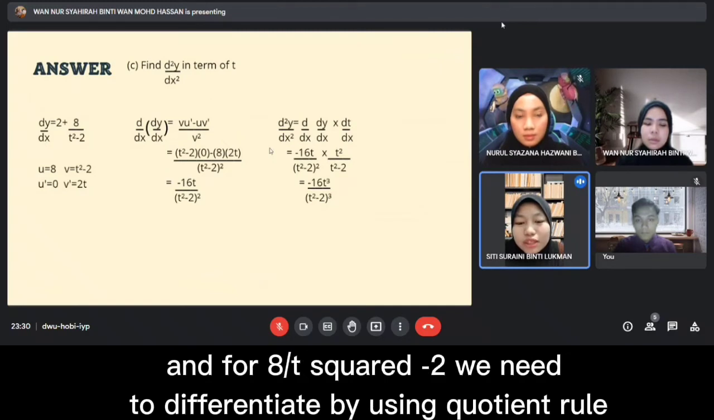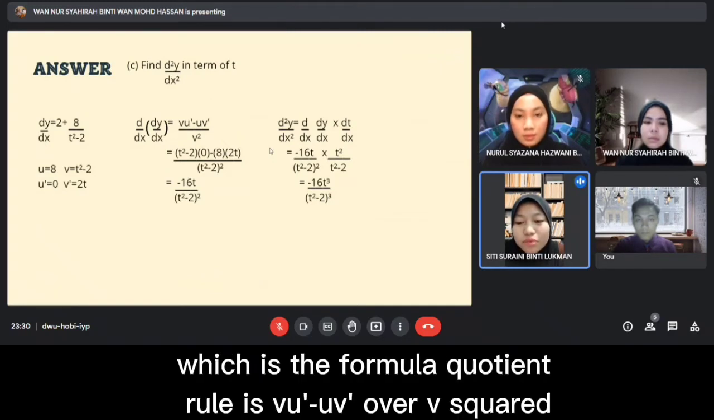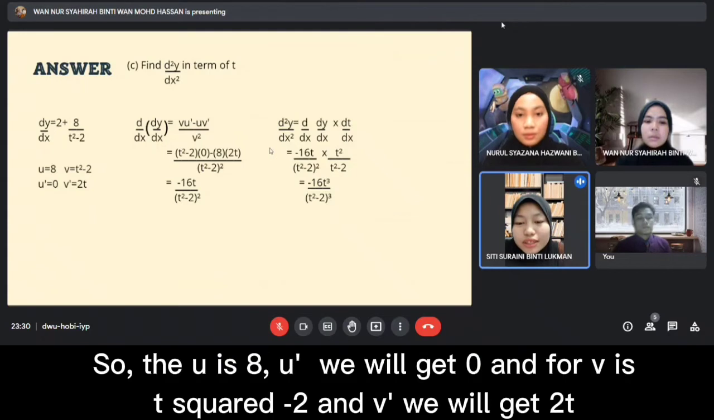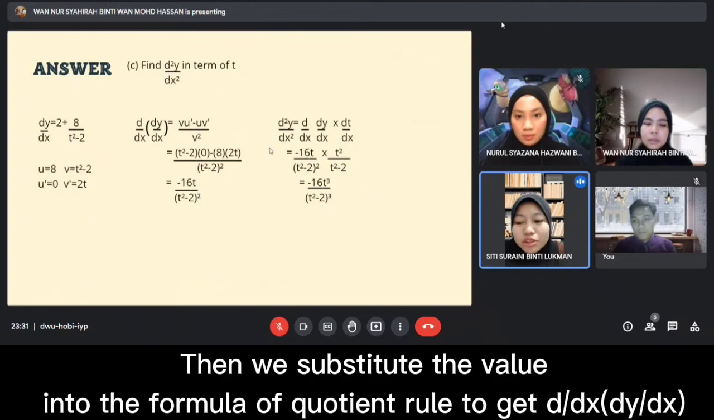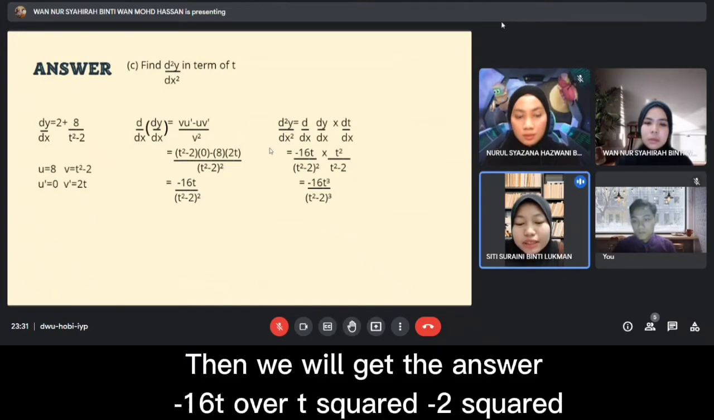differentiate by using the quotient rule, which is vu prime minus uv prime over v squared. So the u is 8, u prime we will get 0, and for v is t squared minus 2, v prime we will get 2t. Then we substitute the values into the formula of the quotient rule to get d over dx of dy over dx. Then we will get the answer negative 16t over t squared minus 2 squared.